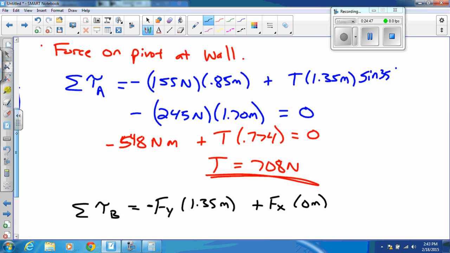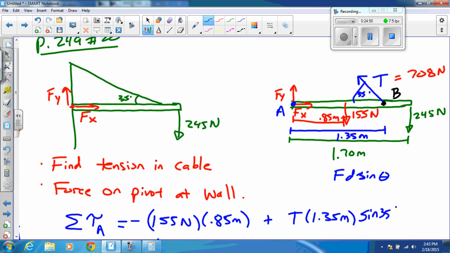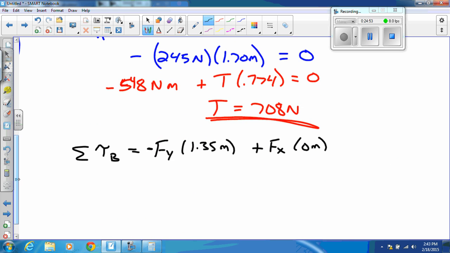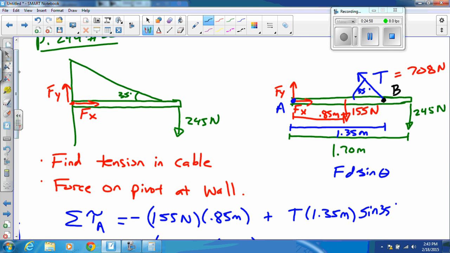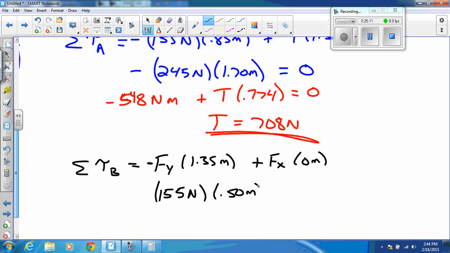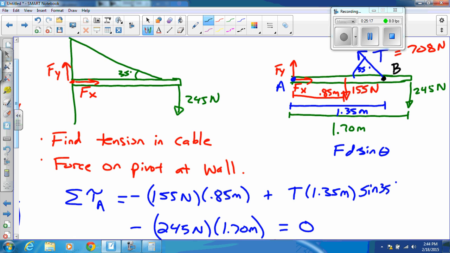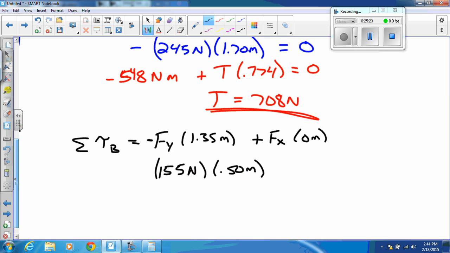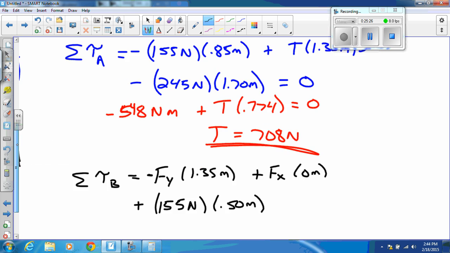And that was nice. Okay, continuing on, we have the weight, and the weight is 155 newtons. What is the distance between the weight and point B? Subtract 0.85 from 1.35, and you get 0.5 meters, that's right. And is it clockwise or counterclockwise? It is going to be counterclockwise, it's going this way, towards smaller numbers on the clock, which means it's positive. So this is positive.